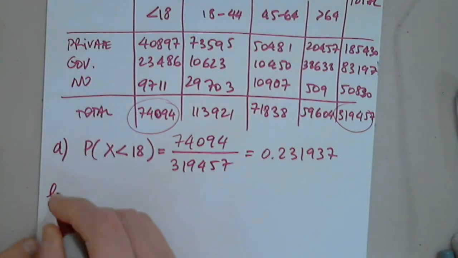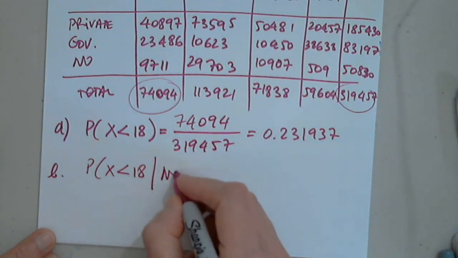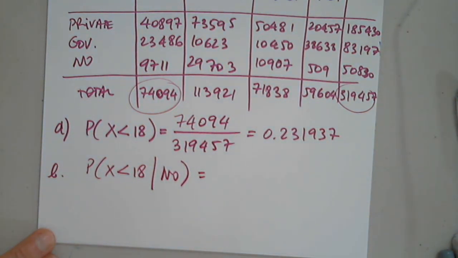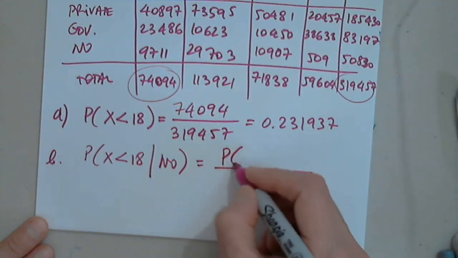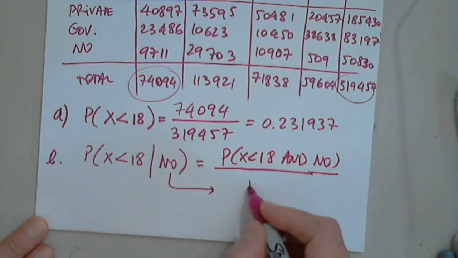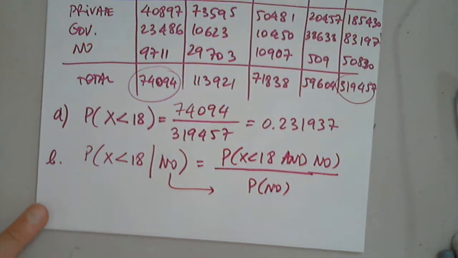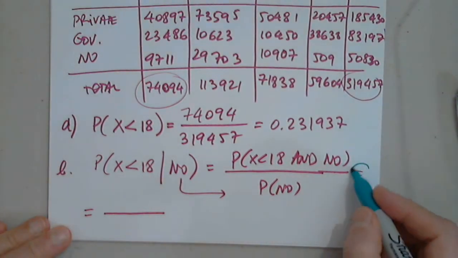Okay, so in part B, we want to find the probability X less than 18, given no. Conditional probability, see this bar? That's the given as we write it. So this is this and this at the top, X less than 18 and no at the same time, and this is the probability of no. So let's start with the probability of no. Let's look at the table and determine the probability for no. Since I don't have enough room here, I'm going to move on to the next page.